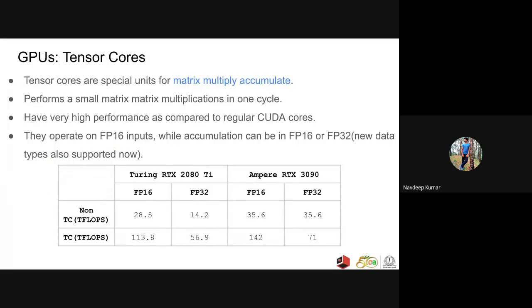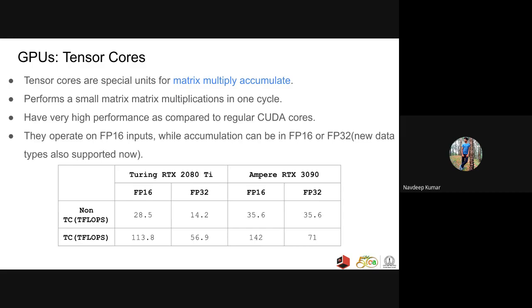Coming to the tensor cores, these are special units for matrix multiply that were introduced first in the Volta architecture, then present in Turing, and are present in Ampere as well. They perform a small matrix multiplication of size around 8 cross 8 cross 8 in a single cycle. The performance of these tensor cores is really high compared with the CUDA cores. Originally, tensor cores supported only FP16 inputs with two accumulation precisions, FP16 and FP32. But now more data types are supported, like BF16 and TF32 as well.